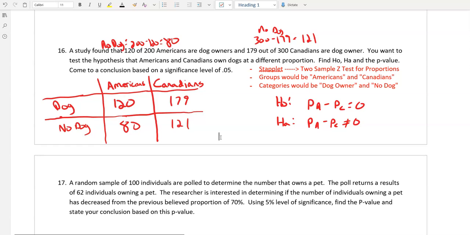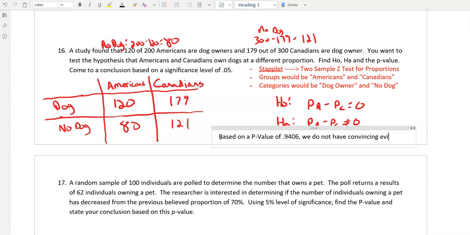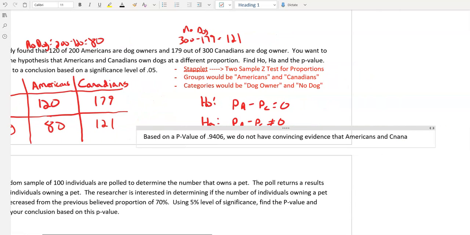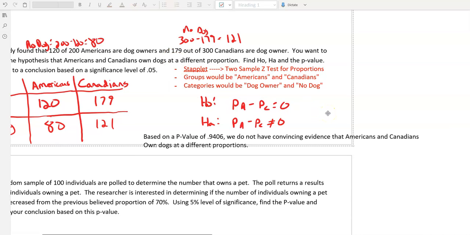So my conclusion would be, based on a p-value of 0.9406, we do not have convincing evidence that Americans and Canadians own dogs at a different proportion. We would have needed the p-value to be below 0.05 to have convincing evidence. So we're not even close to convincing evidence on this one.